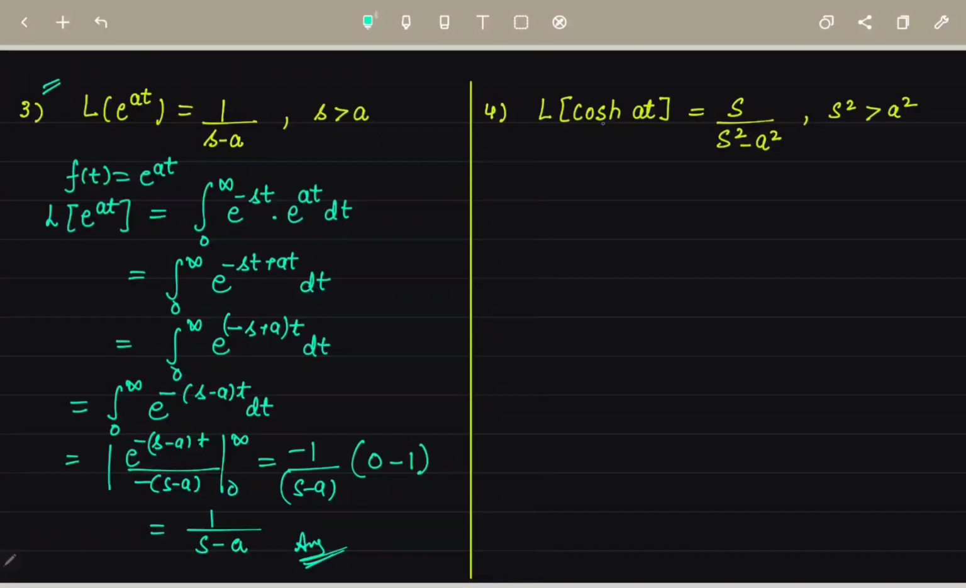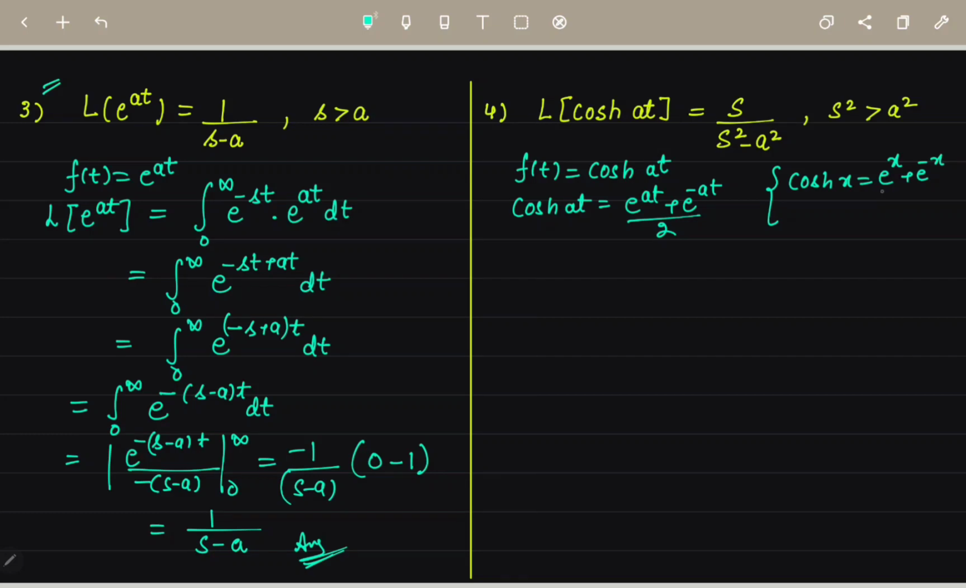Next is the Laplace transform of cos hyperbolic at, which is equal to s divided by s square minus a square. So here what is f of t? It is cos hyperbolic at. Also we know that cos hyperbolic at is equal to e raised power at plus e raised power minus at, divided by 2. So this is basically the cos hyperbolic formula. I will write here cos hyperbolic x is equal to e raised power x plus e raised power minus x divided by 2. So instead of x we have at. So use this formula here.